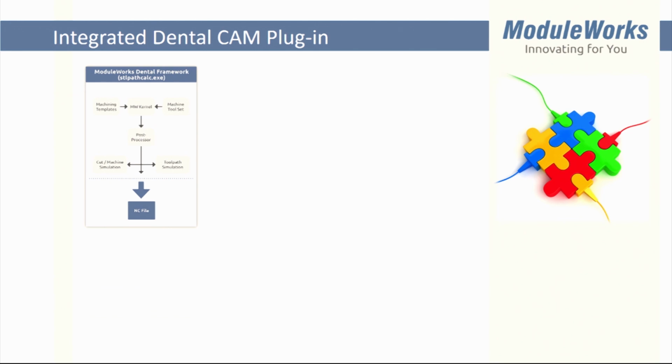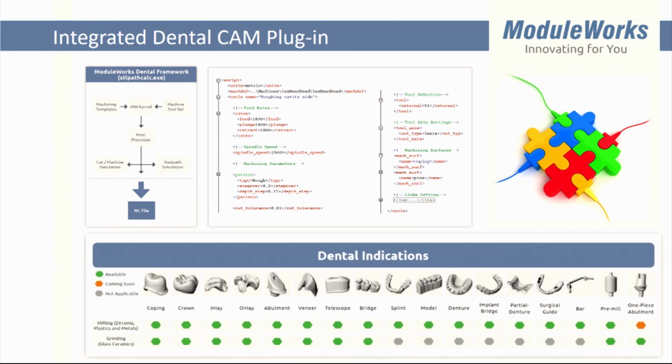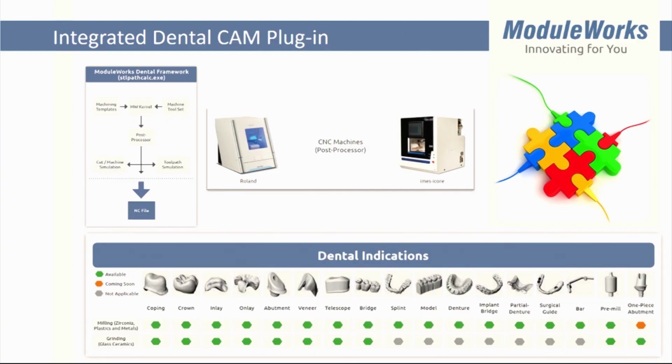Dental Framework consists of some main components. The first one is machining templates, verified for manufacturing different kinds of indications and materials in the form of editable XML scripts. You can see the wide range of indications here, from crowns, inlays, abutments, to more challenging ones like dentures, implant bridges, bars, and implants. The next component is post-processors, which we have for different kinds of CNC machines. The brain of the system is the CAM kernel, which we'll discuss in detail in the next section.